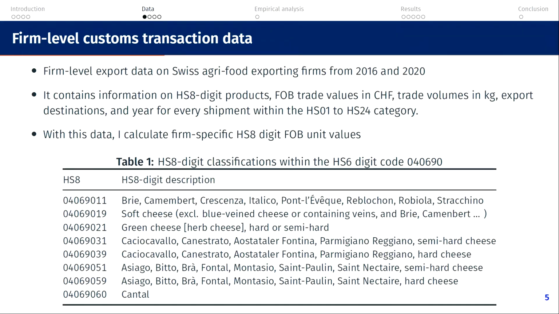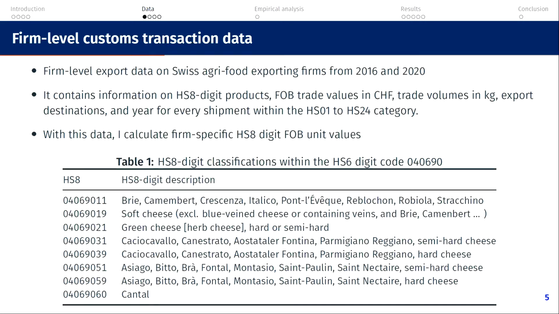So what sort of data do I use? I use Swiss firm level customs data from 2016 to 2020. In this data, I can see HS 8-digit products. I can see the trade value, how much the firm is exporting. I can also see the volumes, how much in quantity terms they're exporting, and the country they are sending the products to in the year. And I can observe this from HS01 to HS24. Basically, this is just how the HS-digit data structure looks like.